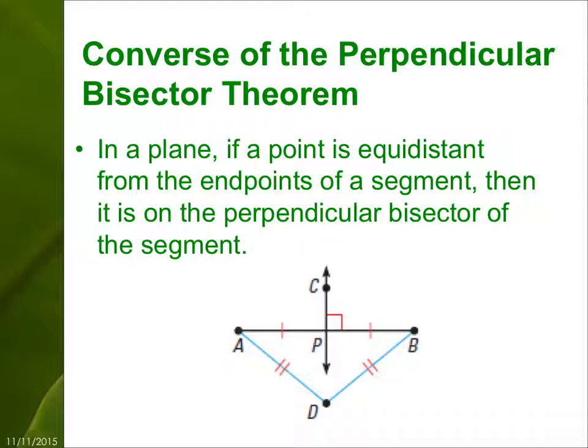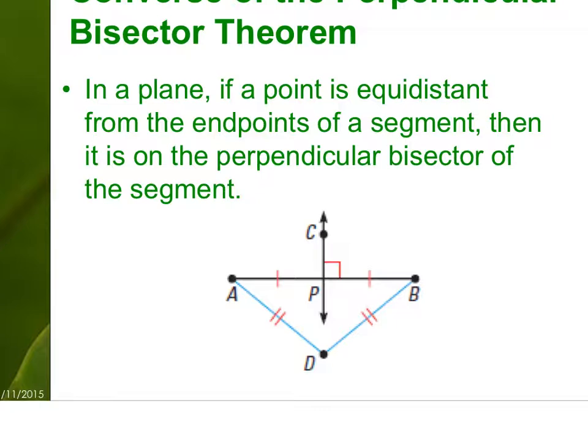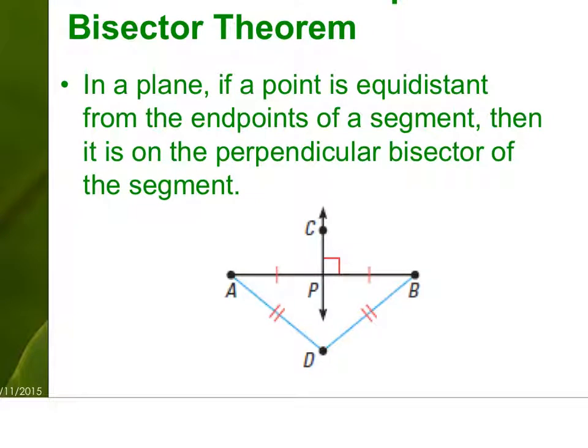So the converse states that in a plane, if a point is equidistant from the endpoints of a segment, then it is on the perpendicular bisector of the segment. So as soon as you see the congruency marks, for example, here on the AD and the BD, you're going to know that this point D is on the perpendicular bisector. Because remember, that line keeps extending forever.